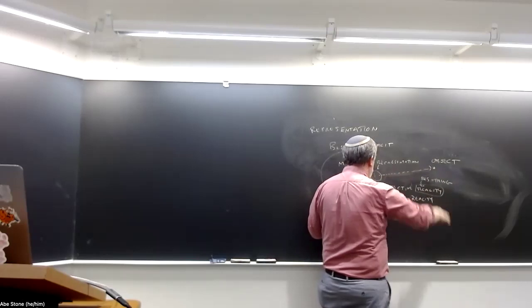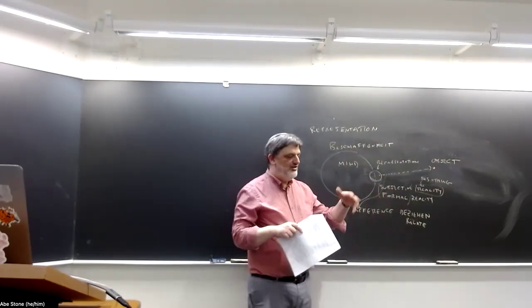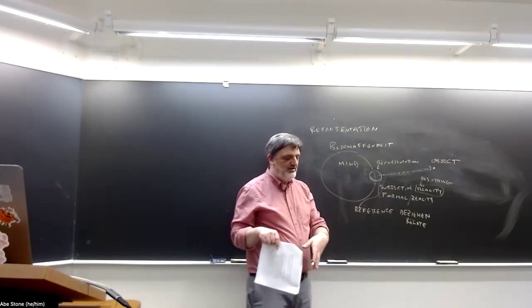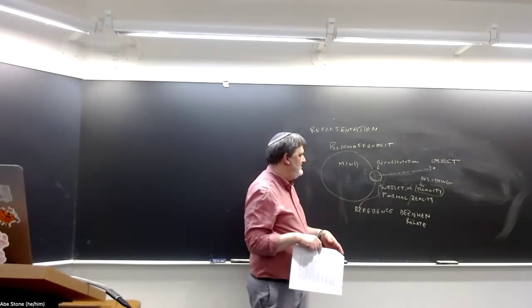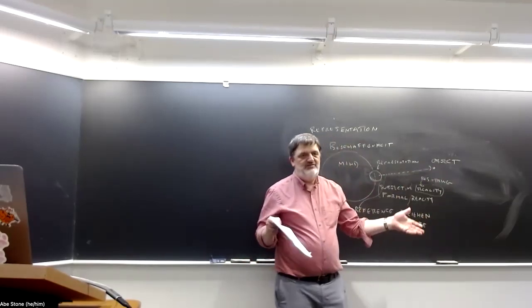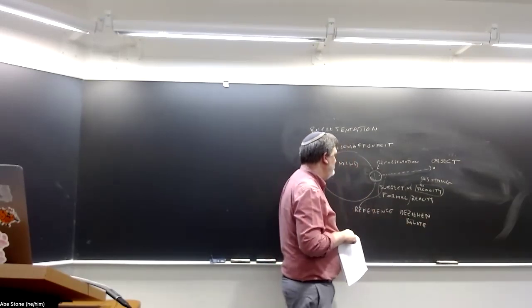Because it's not only Kant who has this picture. As I was just saying, the rationalists have this picture, the empiricists have this picture, but moreover, this term object comes from the De Anima, from Aristotle. So this is an old way of thinking about things.